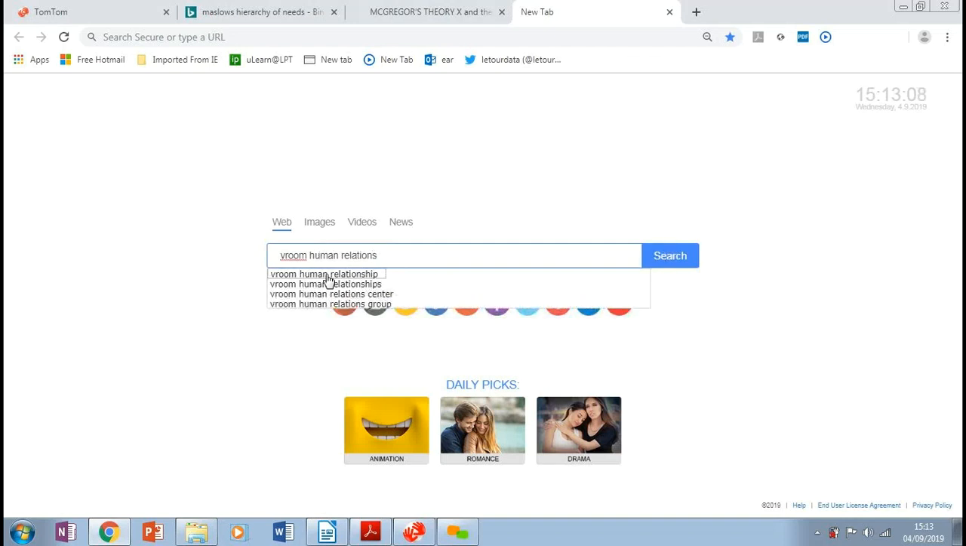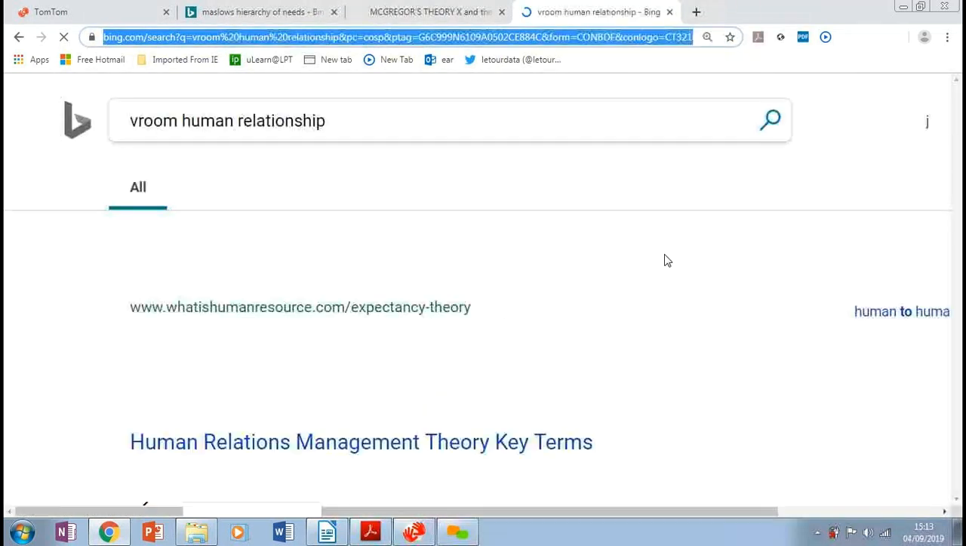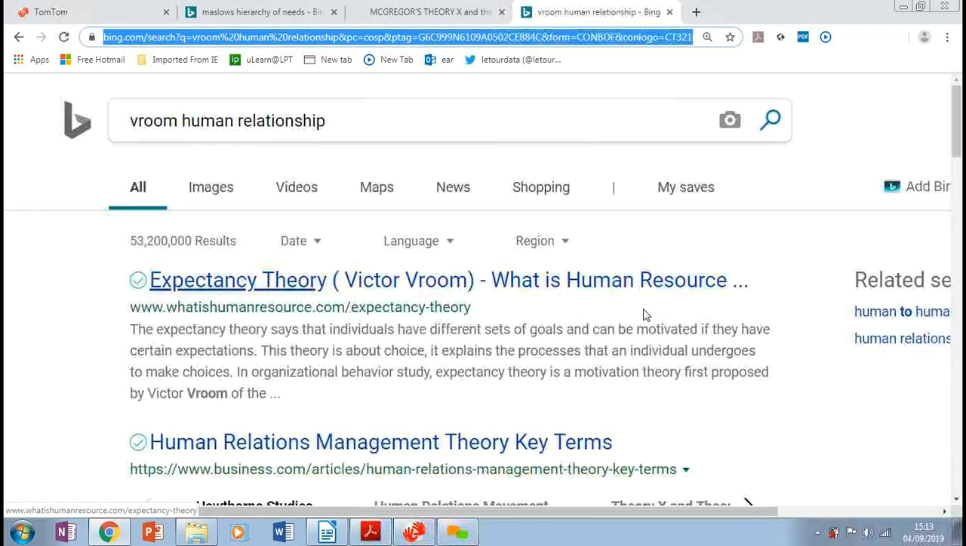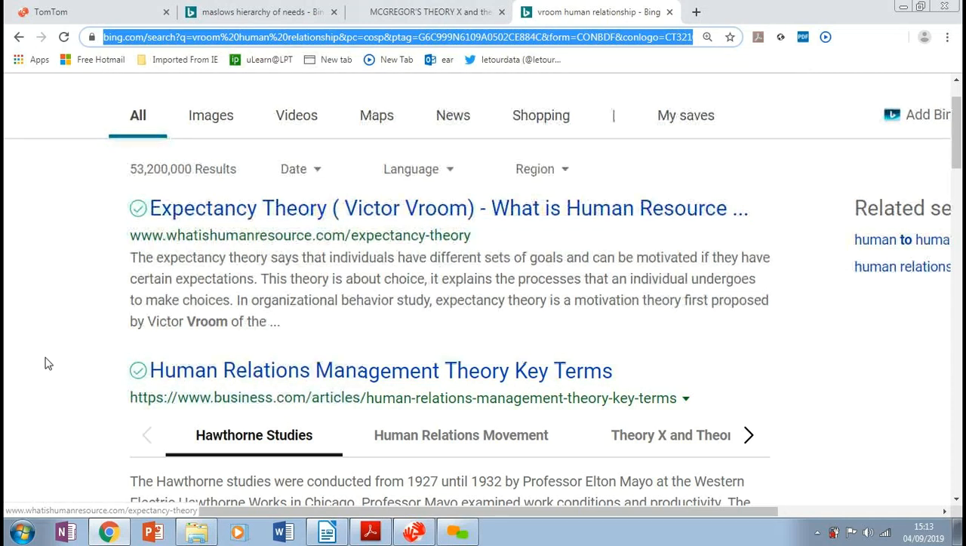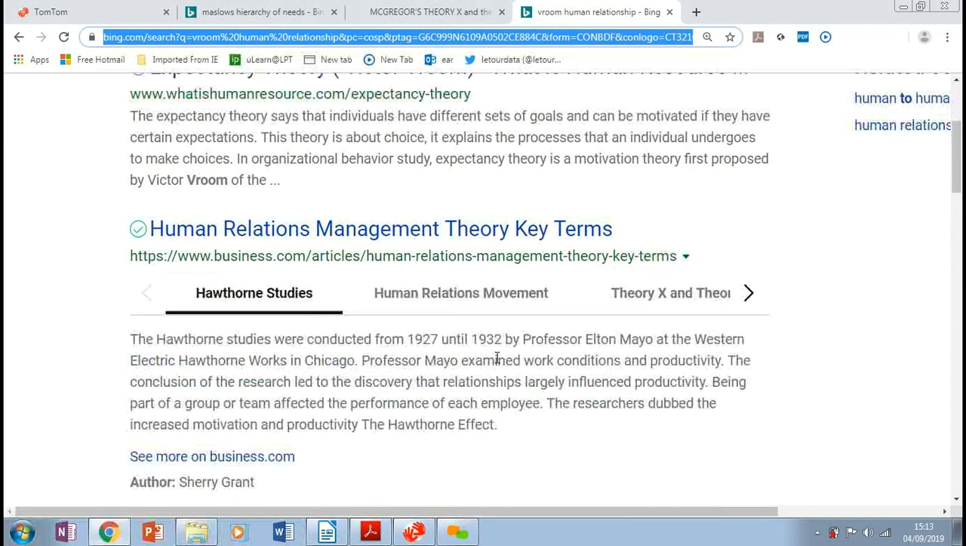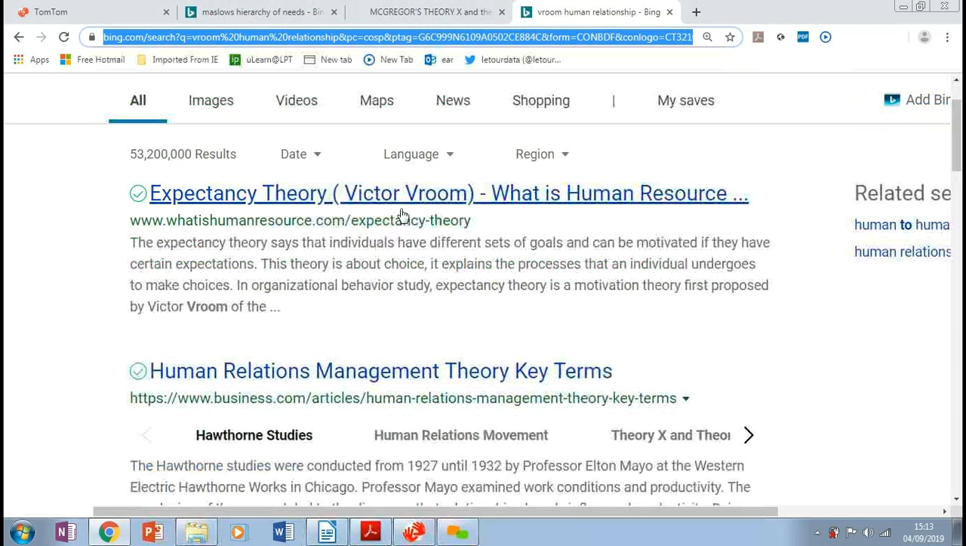So let's see. We'll cover Vroom because we covered the others already. But Vroom's kind of new. Expectancy theory. Okay, he was very much into psychology. Okay, I think it's kind of a self-fulfilling prophecy here. There's the Hawthorne studies. By the way, Elton Mayo. Did we mention Elton Mayo on the Human Relations School? Yes. We did. Okay. Vroom is just expectancy theory.